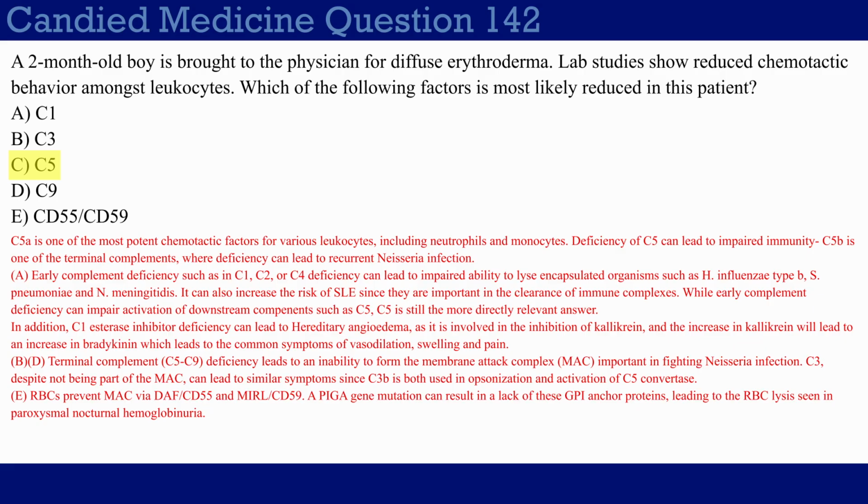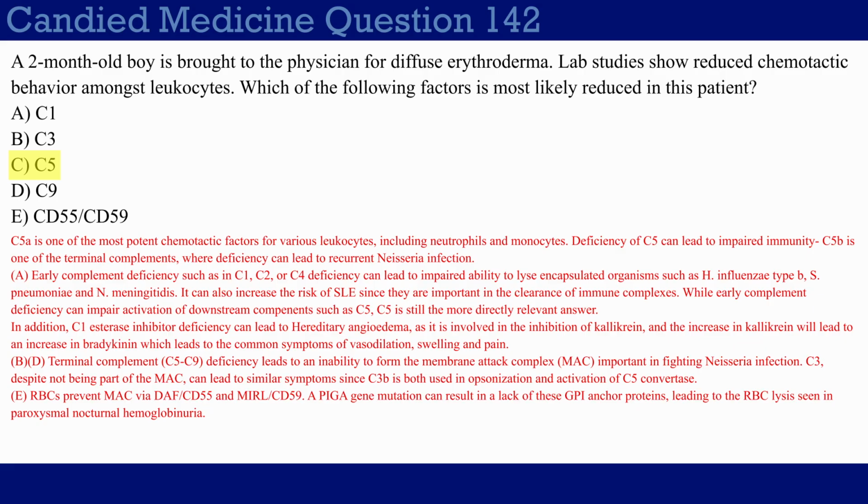CD55/CD59. I just threw this in here because it's also related to the complement system. You want to know that DAF/CD55 and MERL/CD59 are used to prevent MAC forming on your own RBCs. So if you have a mutation in the PIGA gene, which can result in a lack of these GPI anchor proteins, it will cause you to be able to form MAC attack complex on your own RBCs, and you will lyse them, and that's what's seen in paroxysmal nocturnal hemoglobinuria. Like I said, I put it here because it's only tangentially related to the complement system, but still something worth knowing.